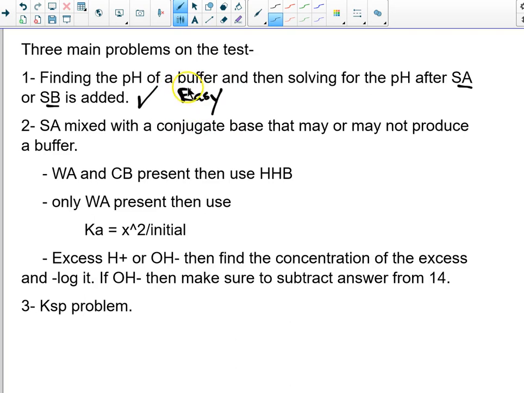You okay with that? Okay, then the second type is what we did at the start of yesterday, which we'll say was probably a little harder.